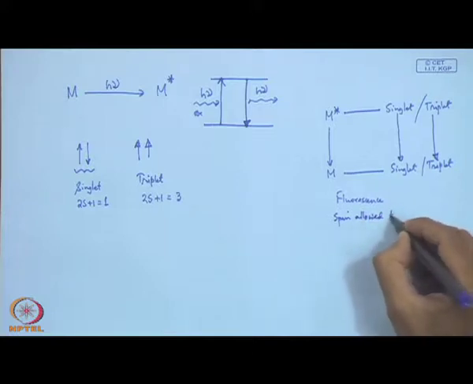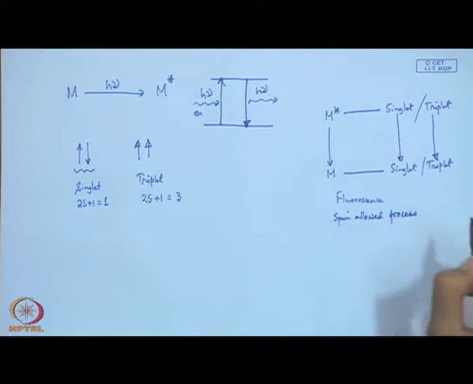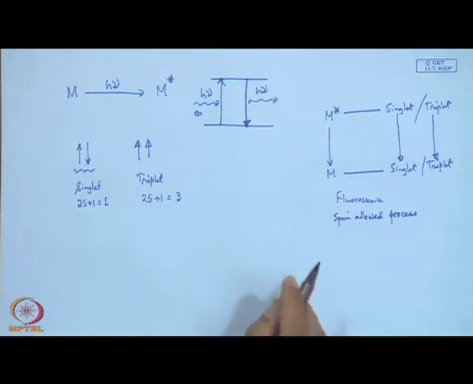Spin allowed process. Okay. So, that is why it is called a specific type of luminescence. So, any luminescence cannot be called fluorescence. If there is a luminescence, then we have to analyze whether it is through singlet to singlet or through triplet to triplet.